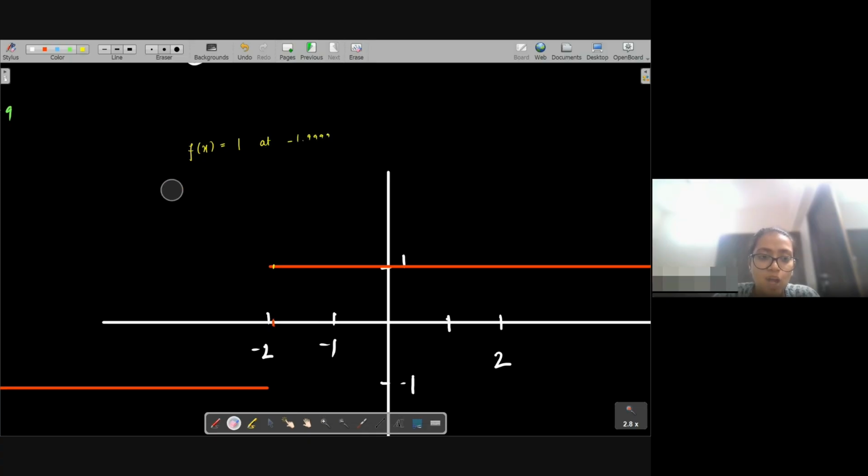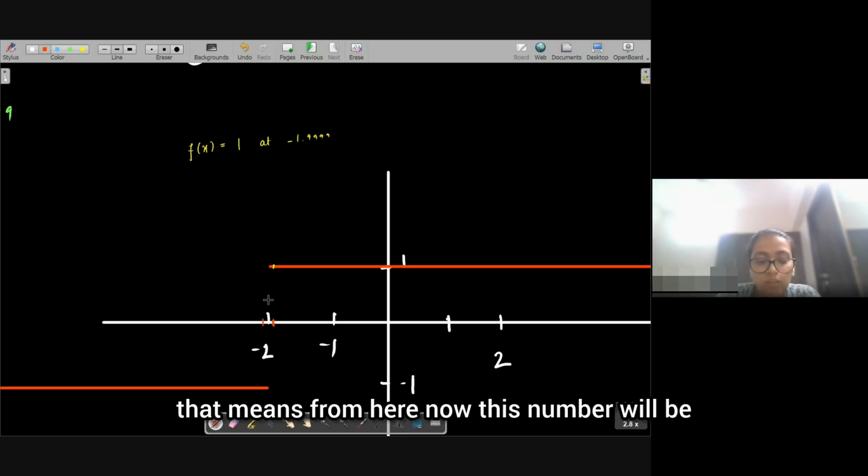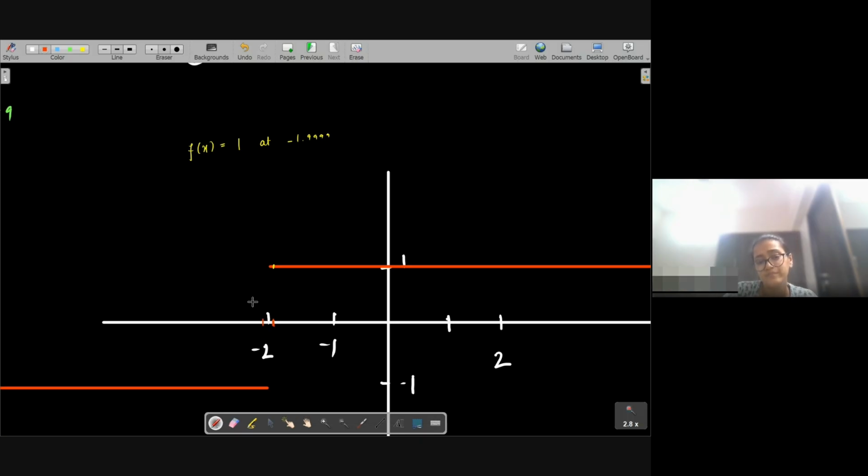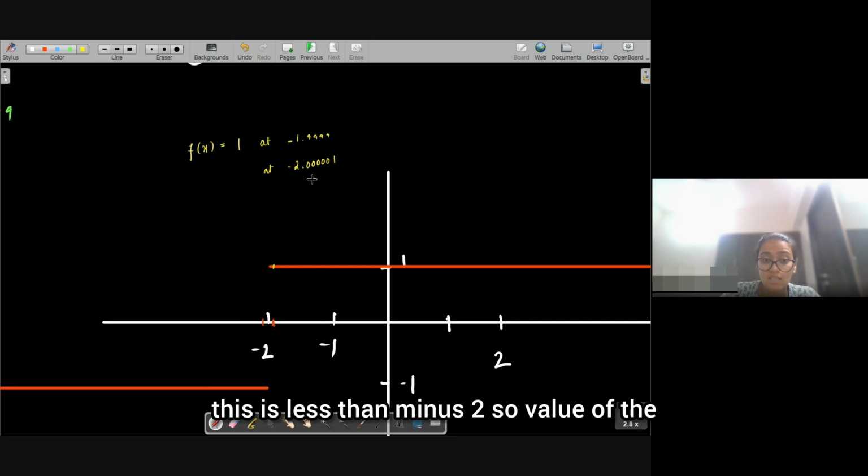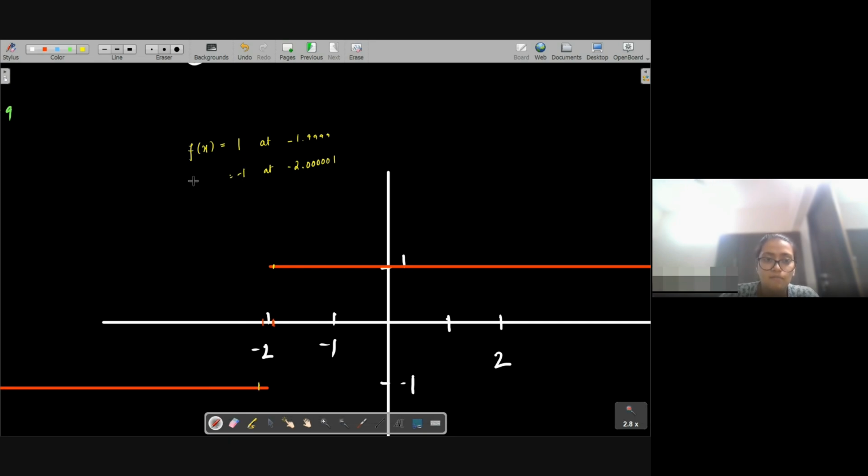Now, if you approach from the left side, that means from here, the number will be -2.0000001. So this is less than -2, so the value of the function will be -1. So the right-hand limit is 1 and the left-hand limit is -1.